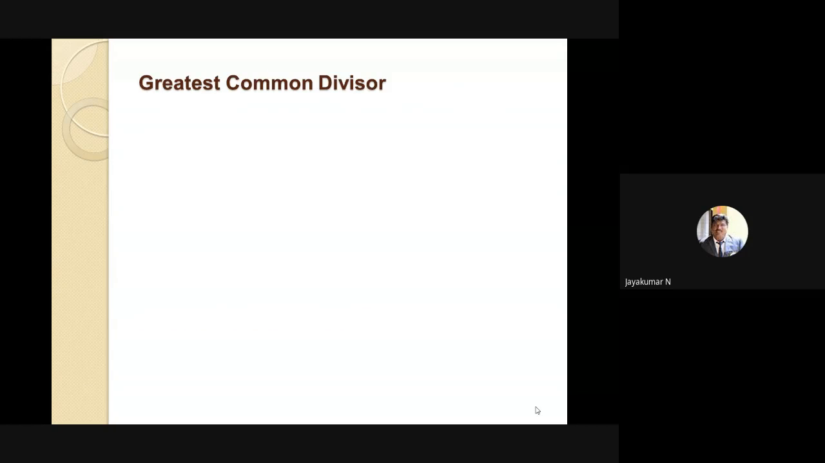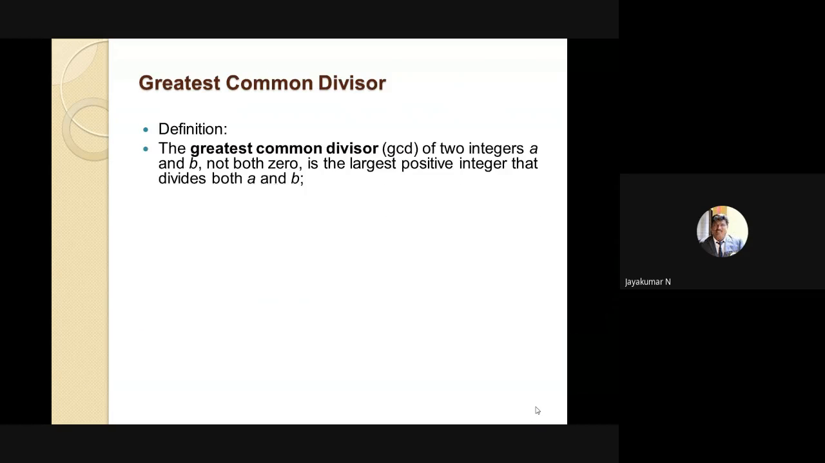Next, the greatest common divisor. The definition: the greatest common divisor, denoted by GCD, of two integers a and b, not both 0, is the largest positive integer that divides both a and b. Not both 0, because for 0 and 0 we cannot find it. At least one of them is non-zero. So you know very well about this.